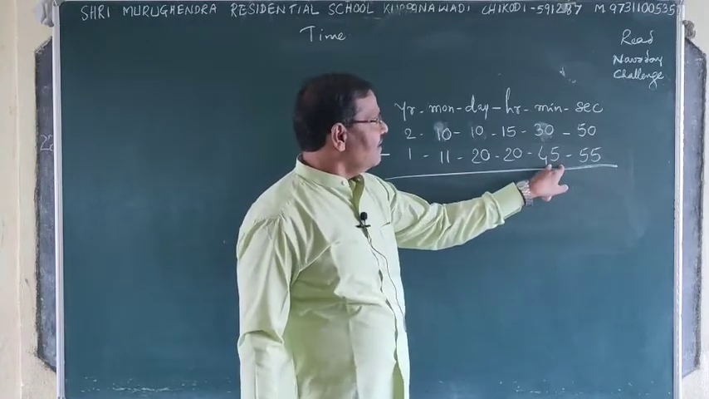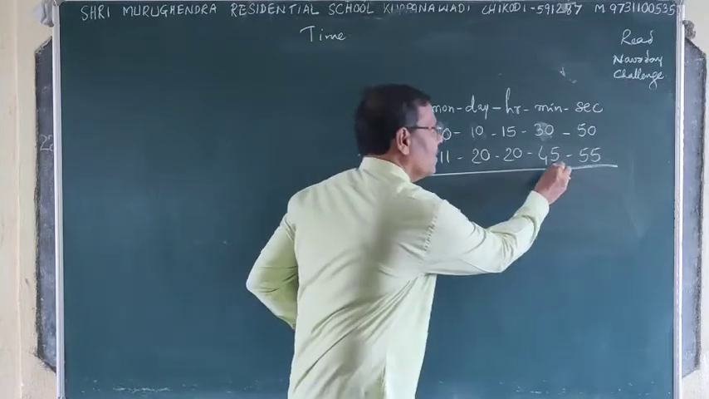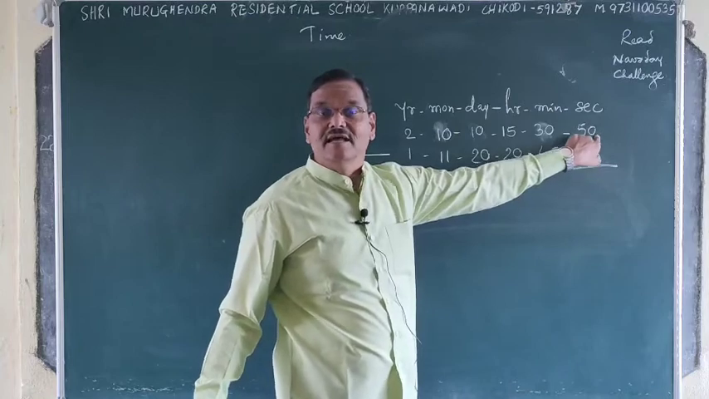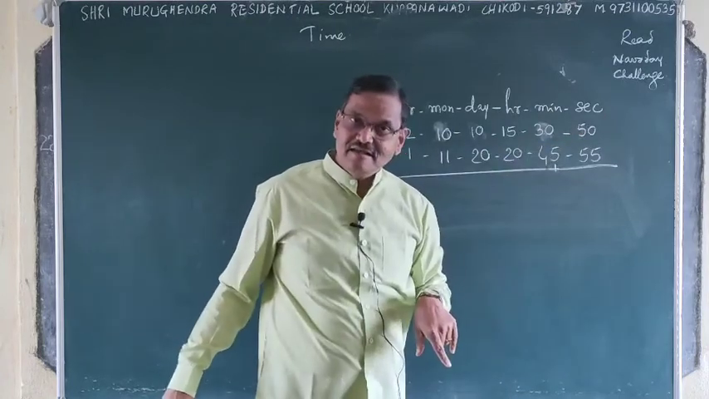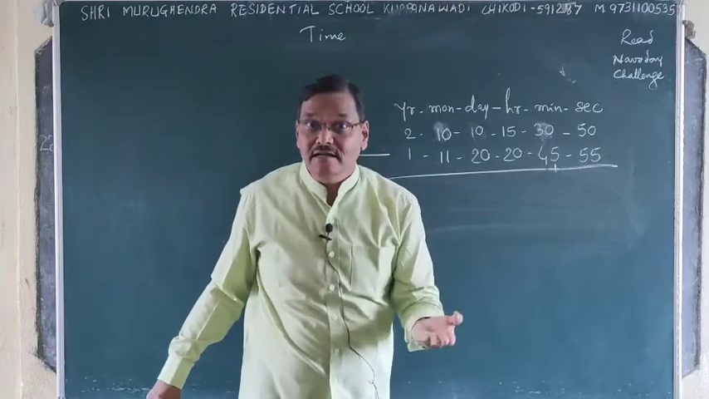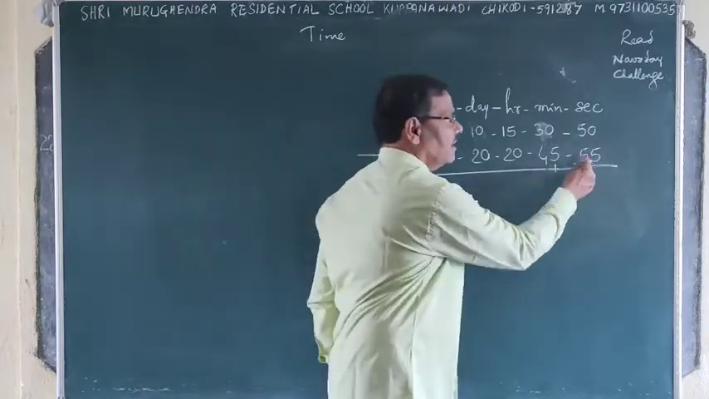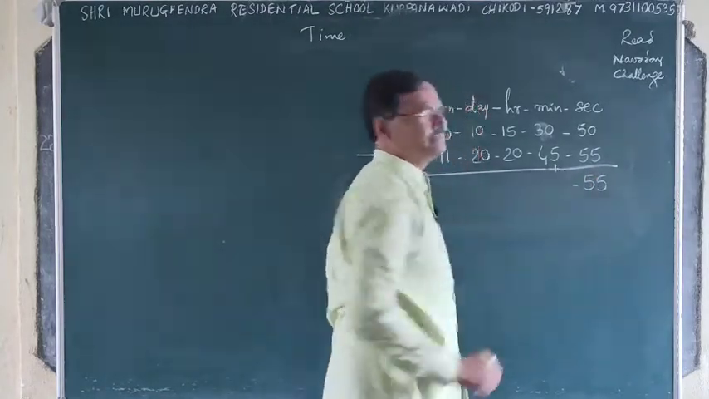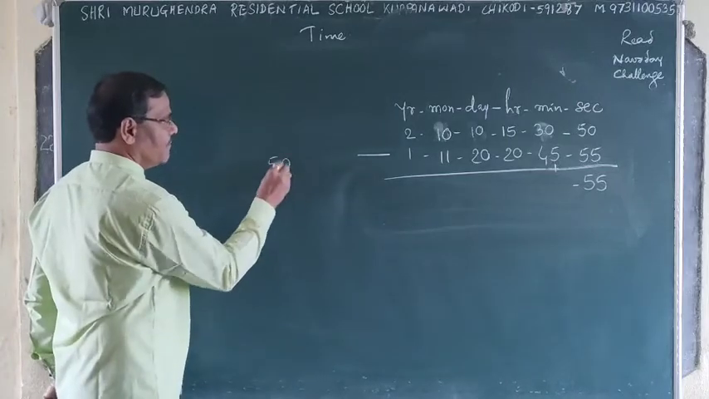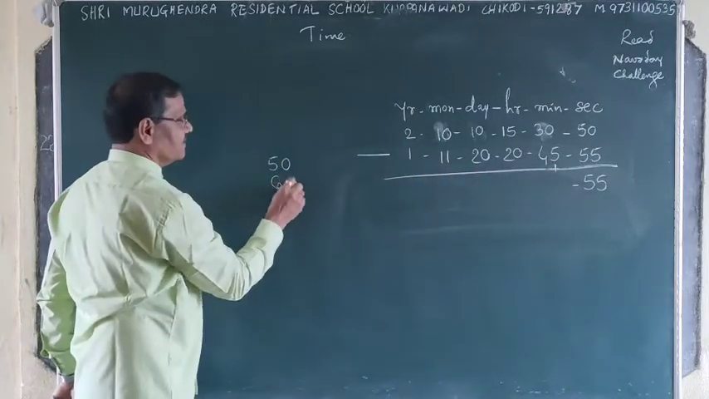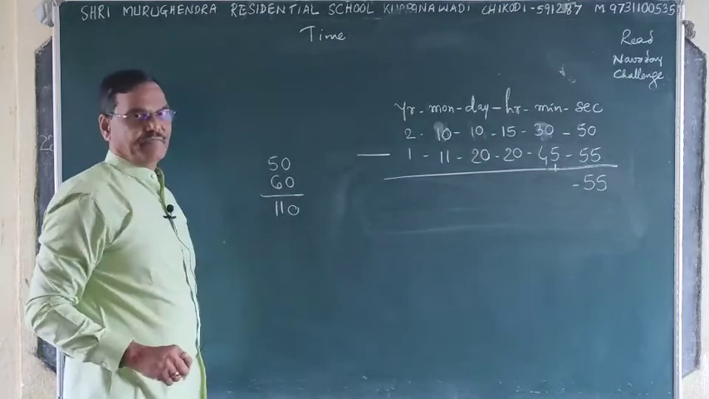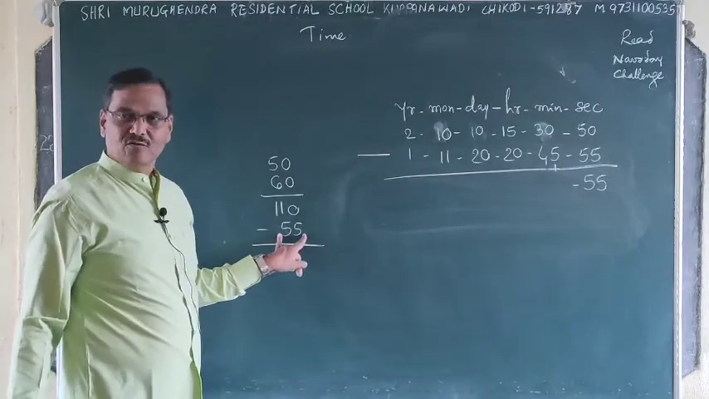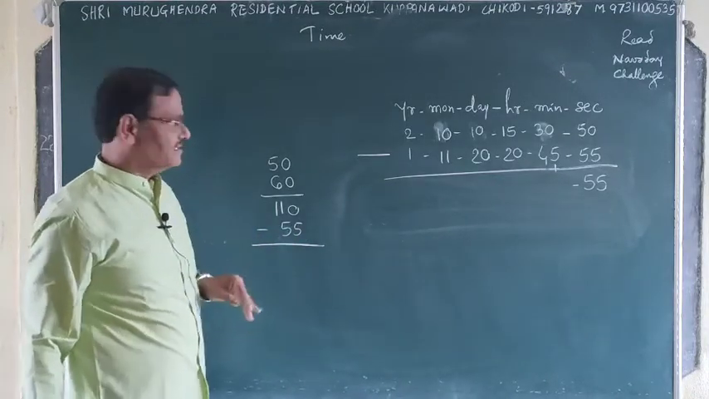See here, we took 1 minute. 1 minute means 60 seconds. Then this 50 seconds became 110 seconds. Then reduce this 55. What did we get? 55. See, 50 plus this 1 minute, 60, is 110. And we are subtracting 55. 110 minus 55 is 55.